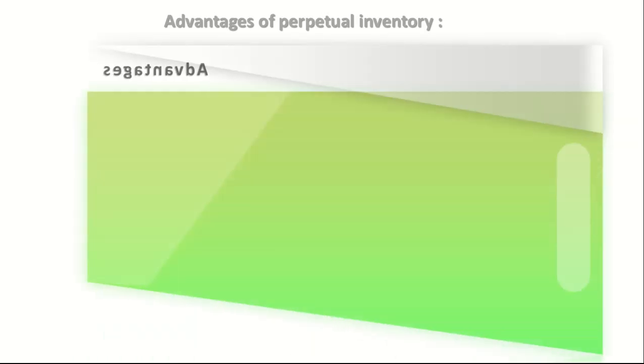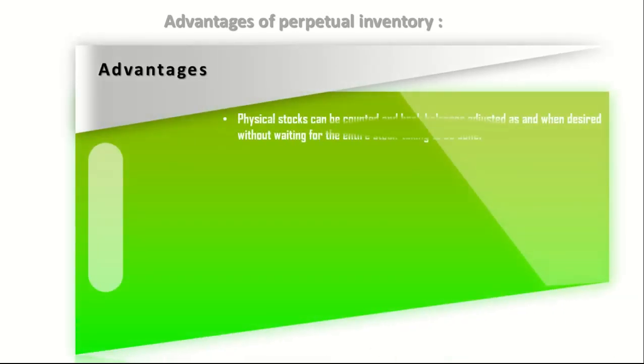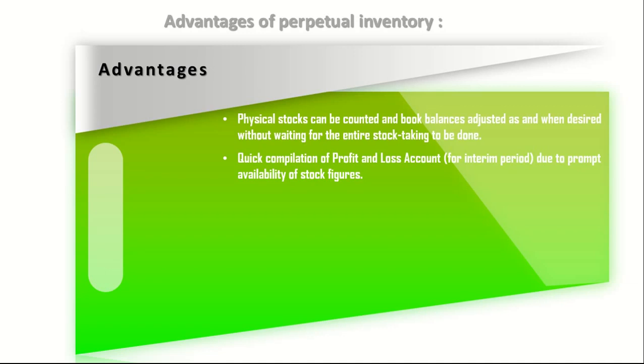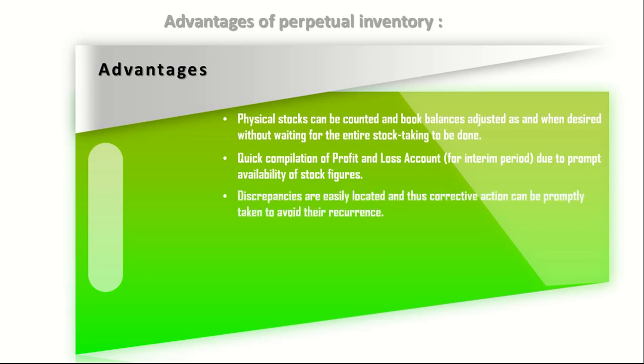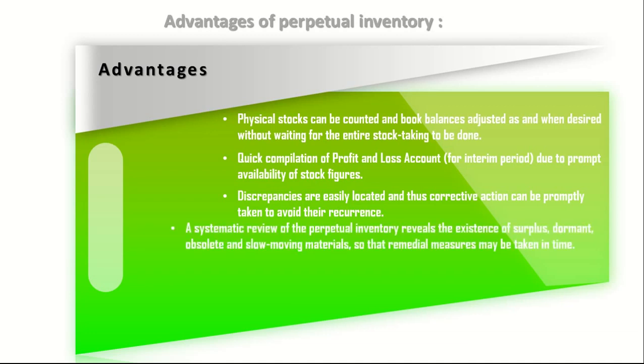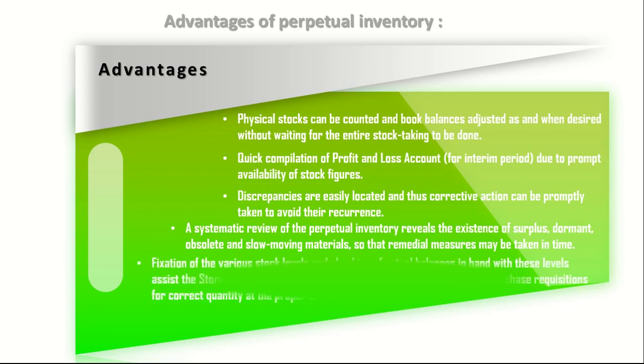Advantages of perpetual inventory. The main advantages of perpetual inventory are as follows. 1. Physical stocks can be counted and book balances adjusted as and when desired without waiting for the entire stock taking to be done. 2. Quick compilation of profit and loss account for interim period, due to prompt availability of stock figures. 3. Discrepancies are easily located and thus corrective action can be promptly taken to avoid their recurrence. 4. A systematic review of the perpetual inventory reveals the existence of surplus, dormant, obsolete and slow-moving materials, so that remedial measures may be taken in time.